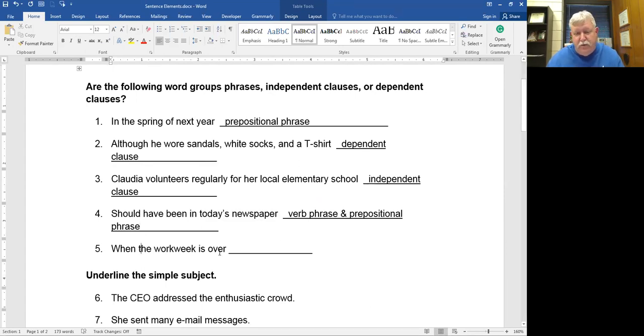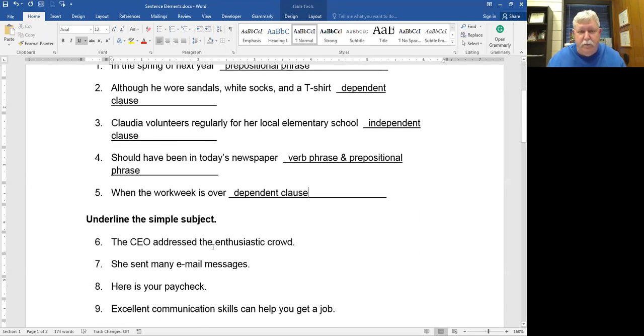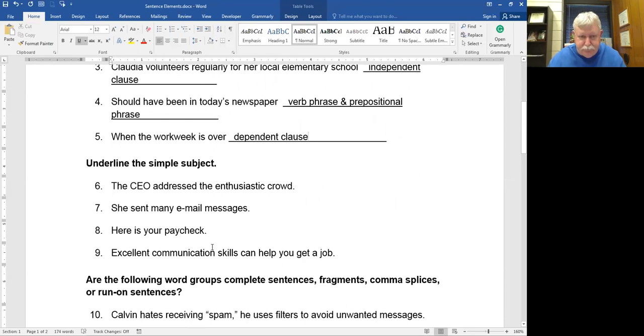"When the work week is over," comma, there should be something to finish out the sentence, right? So "work week" is the subject, "is" the verb. So we have a dependent clause, and it's not a complete sentence.